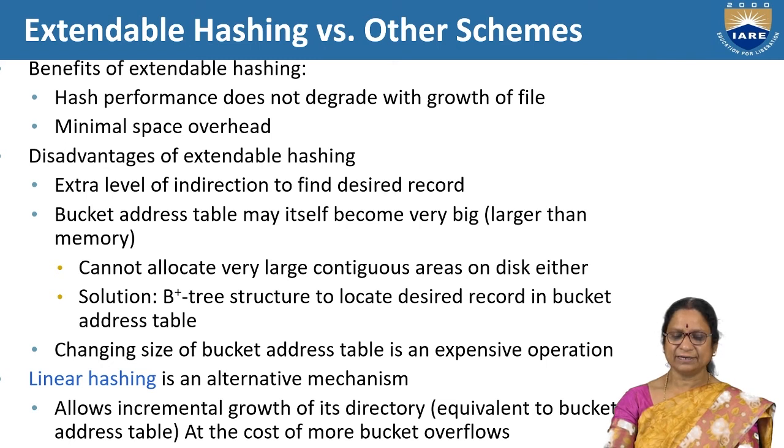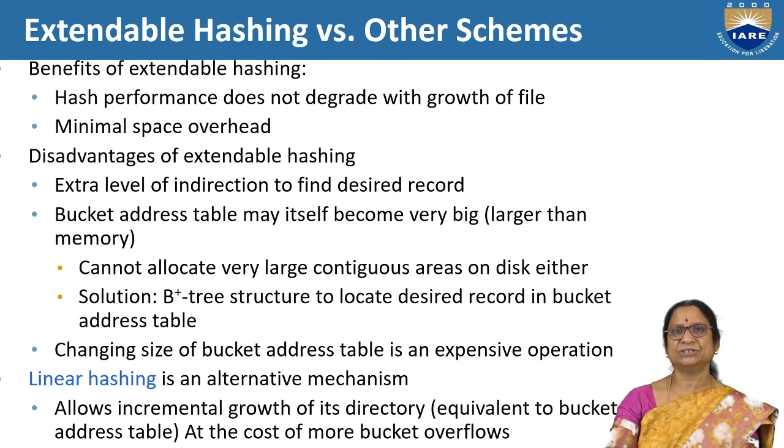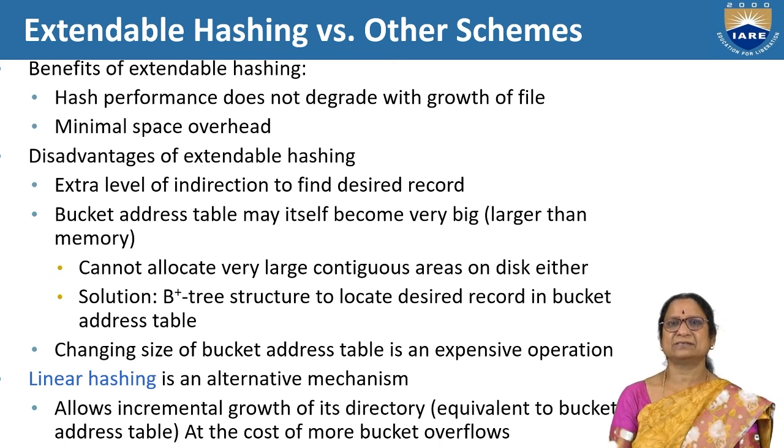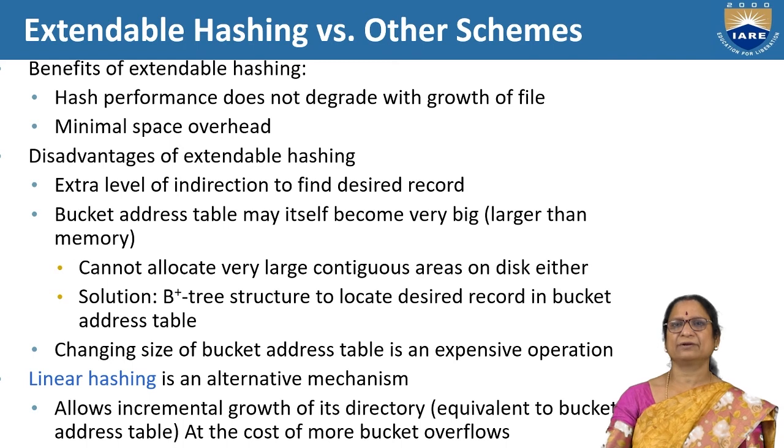Changing the size of the bucket address table is an expensive operation, but it has to be done in our extendable hashing function. It will take more cost. Linear hashing is an alternative mechanism to extendable hashing, which allows incremental growth of its directory, not like splitting, etc. It grows incrementally, at the cost of more bucket overflows being used.